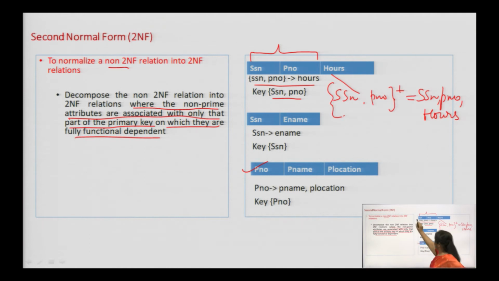So, now if we look at these three decompositions, we will see R's, the non-prime attribute, is fully functionally dependent on the key over here. So, there is no partial functional dependency, hence this relation is in second normal form. Similarly, over here the key is SSN, and the non-prime attribute E name is fully functionally dependent on the key. So this relation is in 2NF, and similarly this relation is in 2NF. We have achieved the 2NF decomposition of the given relation, which was earlier not in second normal form.